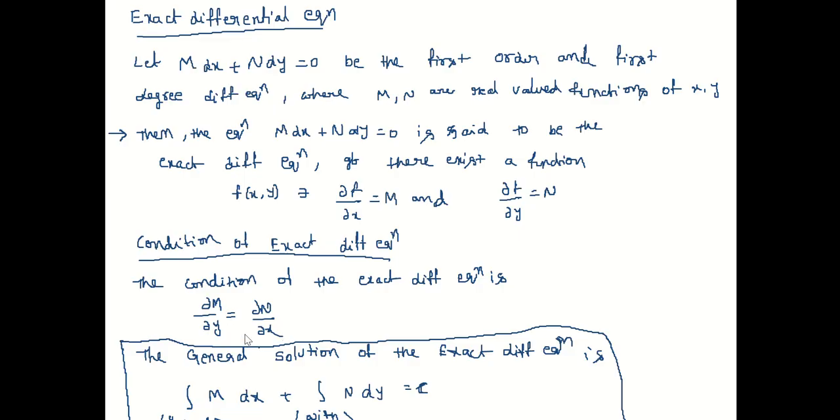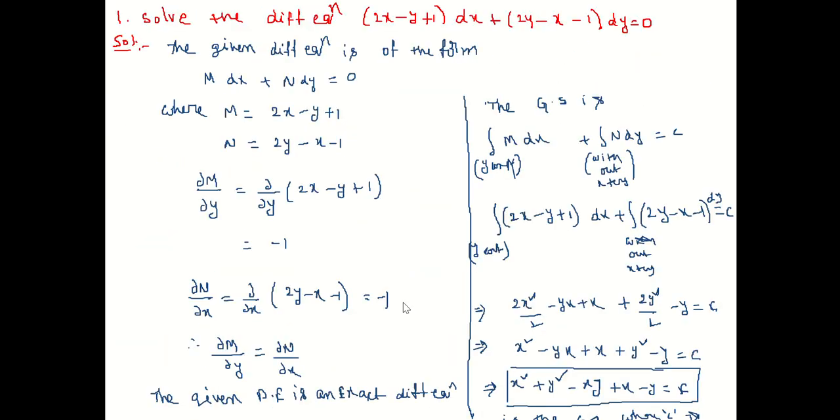If ∂M/∂y equals ∂N/∂x, then we can say that the given differential equation is an exact differential equation, and then we can find the general solution. The general solution of the exact differential equation is integral M dx plus integral N dy equals c. Here, in integral M dx, y should be constant, plus integral N dy. In this term, we consider only the terms without x and integrate with respect to y, equals c, is the general solution.